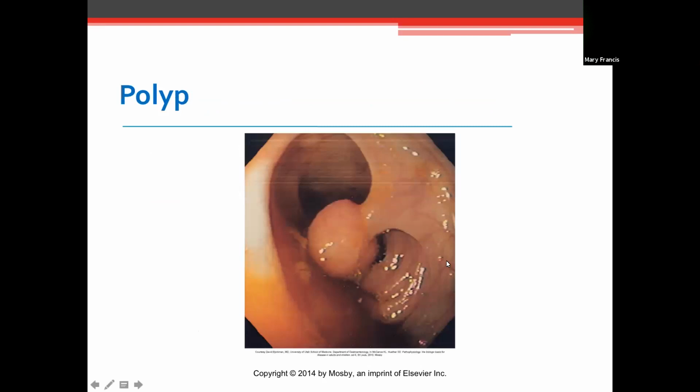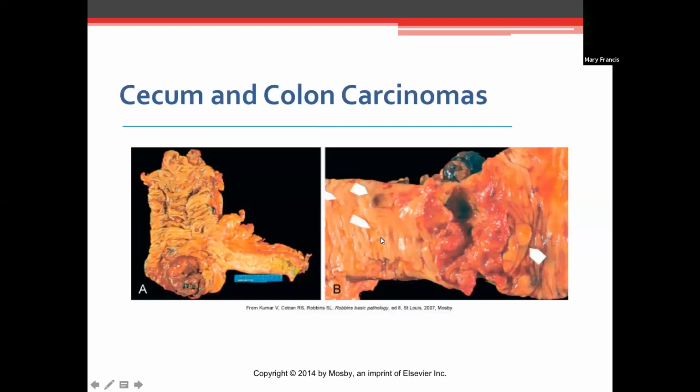This is an example of what the polyp looks like when you do endoscopies or colonoscopies. The cecum and colon carcinomas, as you can see, there's irregularity in the tissue, and this straggling is indicative of the cancer.